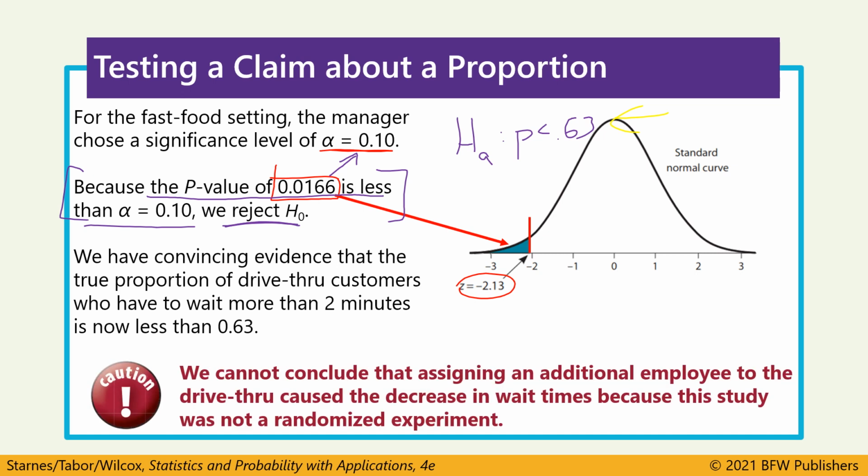Just a reminder back from our experimental design chapter, for us to draw a cause and effect conclusion, we need to have randomly assigned treatments, which we don't here. So we can't say that assigning this worker to the drive-through caused the decrease without randomly assigning certain fast food restaurants to have an extra worker and others not to. However, it is providing evidence that the proportion of people who have to wait too long is now less than 63%.